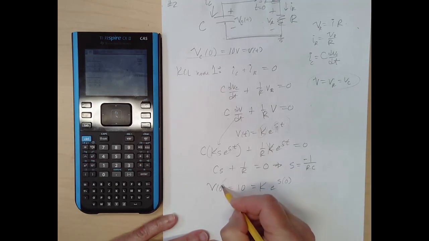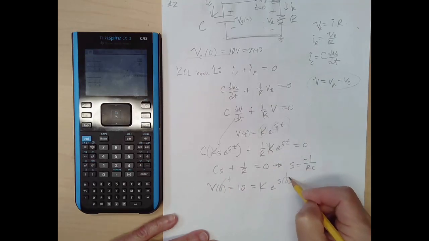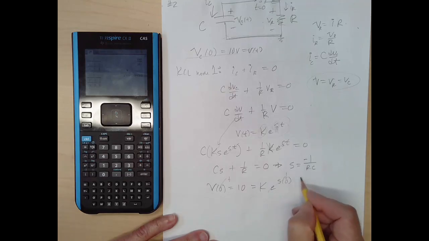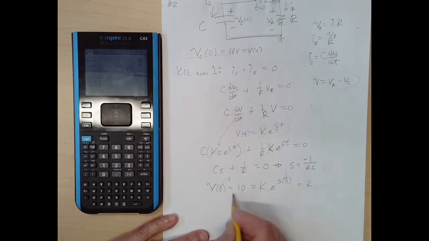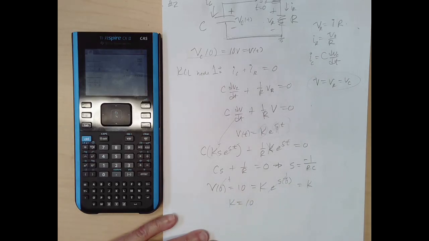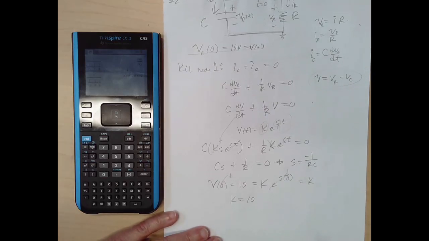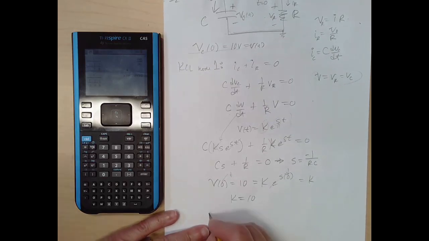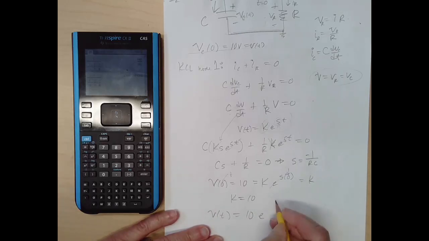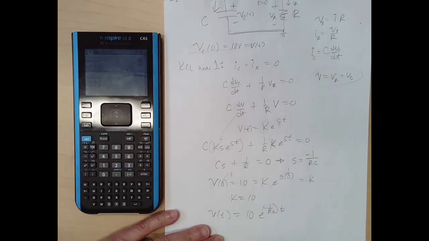Plugging in T equals 0 here. So e to the 0, anything to the 0 is just 1, right? So that's equal to K, so K is 10. Or in general, K is equal to V naught, whatever the beginning voltage was. Okay, so we got it, right? So V of T then is 10 e to the negative 1 over RC times T, volts.